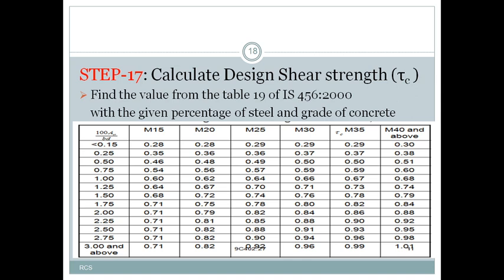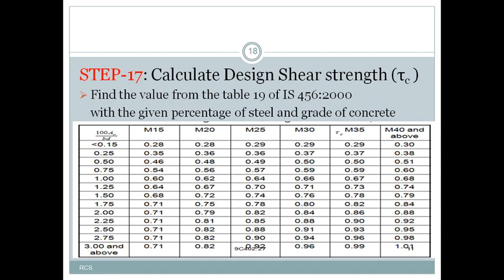You may get a percentage of steel not exactly as mentioned in the table. Sometimes we get values between 0.75 and 1. Then what to do? How to calculate the design shear strength of the concrete? You know the shear strength value corresponding to 0.75%, and you know the shear strength value corresponding to 1%. Then, using the linear interpolation technique, you can calculate the actual design shear strength of the concrete.